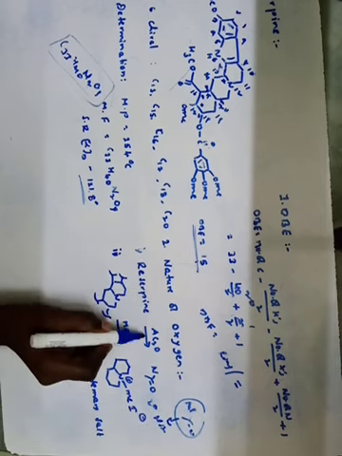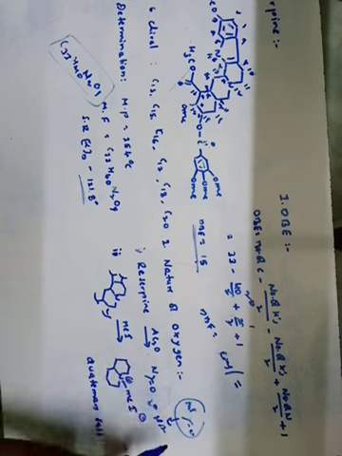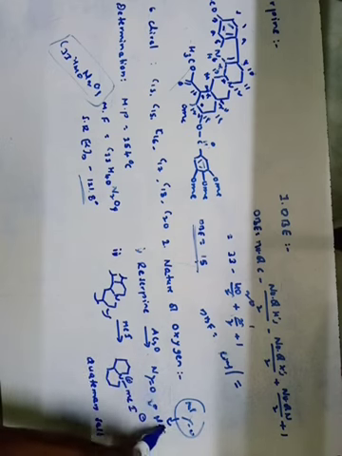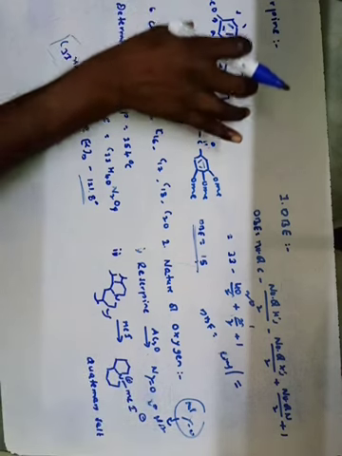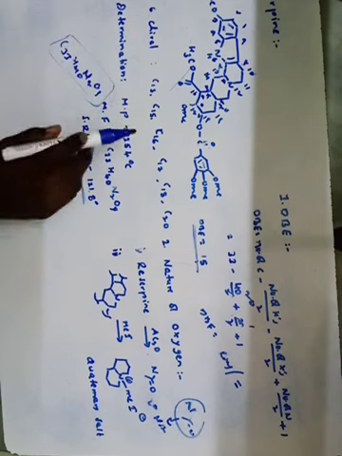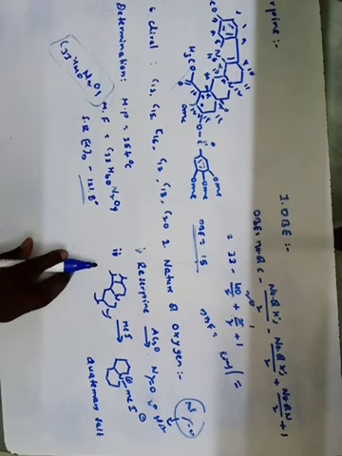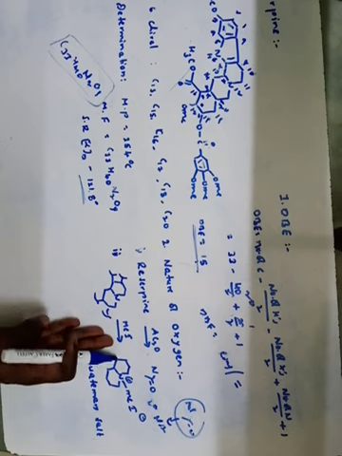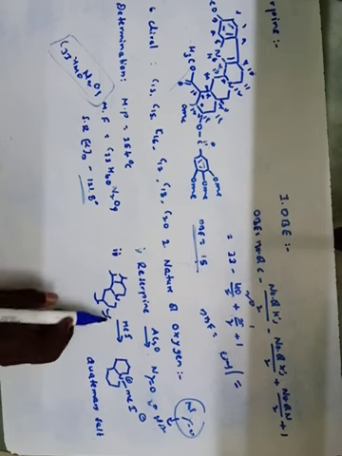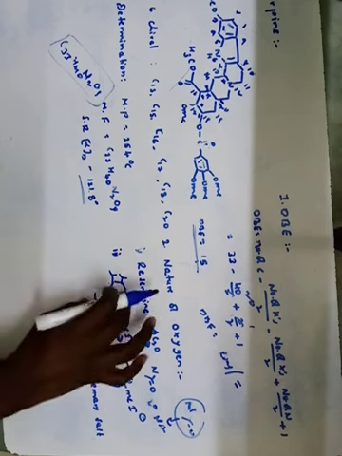Reserpine reacts with acetic anhydride to form a mono-acetyl derivative. That means the Reserpine structure has one secondary nitrogen. Next, similarly, Reserpine reacts with methyl iodide. I don't want to write the total structure, just written like this.